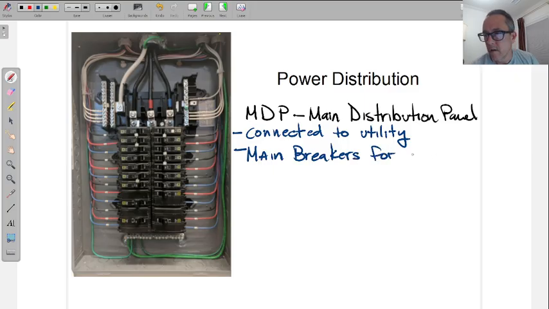for sub panels. This will have the main breakers for the sub panels. What does that mean? I'll define sub panels after.